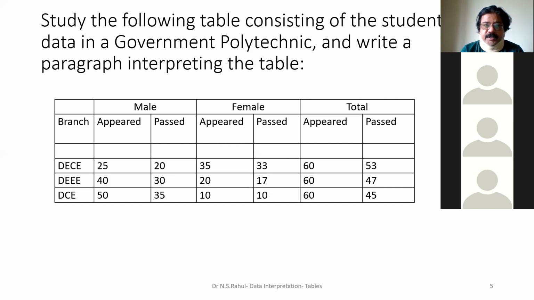I have already given you the important points. Male students appeared, male students passed, female students appeared, female students passed, total number of students appeared, total number of passed, and ECE, EEE, and DCE. These are the 3 branches we are talking about. So now analyze the table and interpret. I will give you 5 minutes time. Your time starts now. Please do it quickly. After completing, if time permits, let us revise the earlier ones also. Flow charts and trees also we have to revise. Flow charts, trees, and the tables.